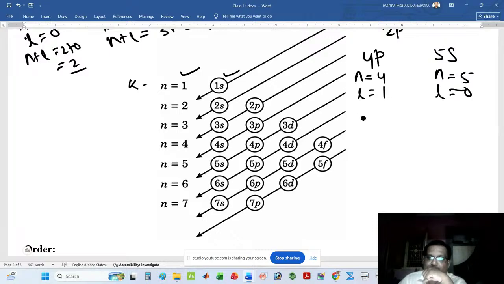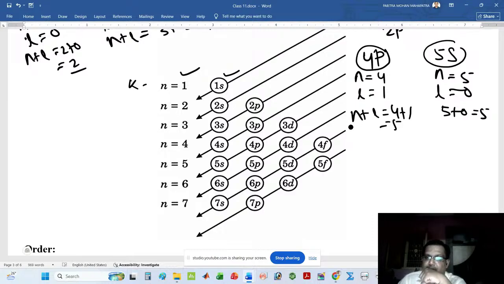Now find the n plus l value. For 4p, n plus l is 4 plus 1, that is 5. For 5s, n plus l is 5 plus 0, that is 5. Both orbitals, 4p and 5s, have the same n plus l value. Here 5, here also 5.